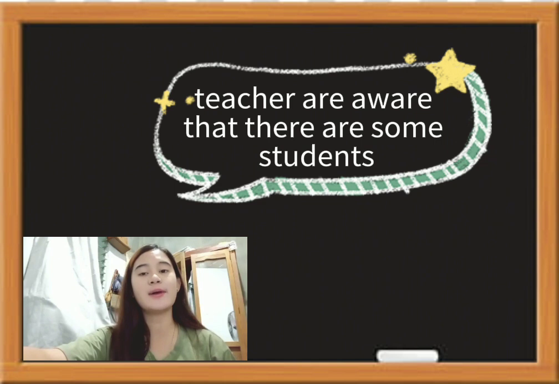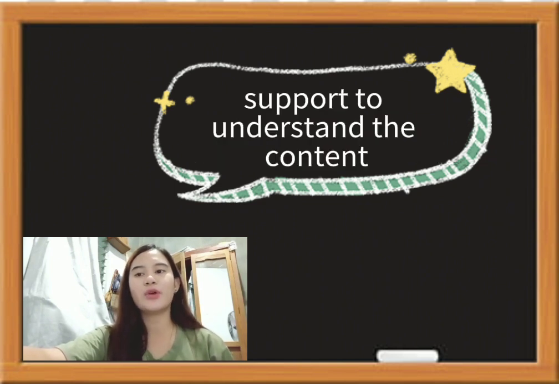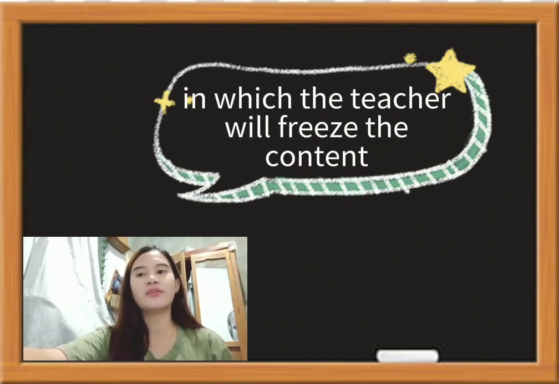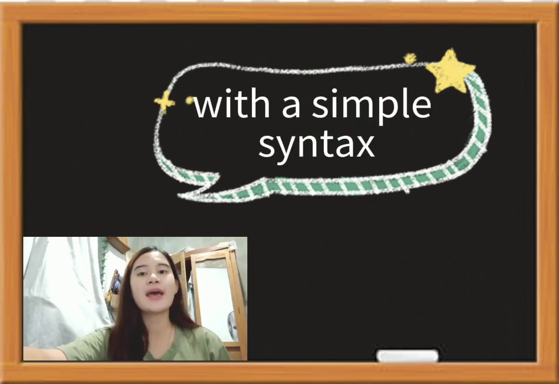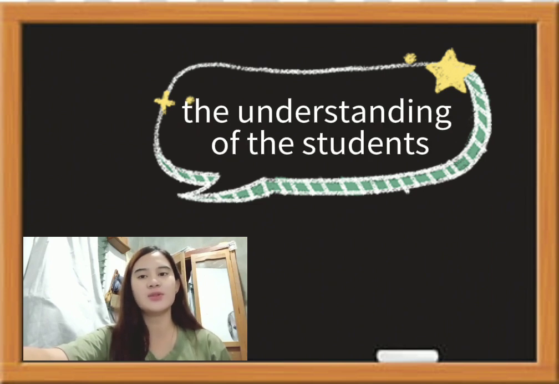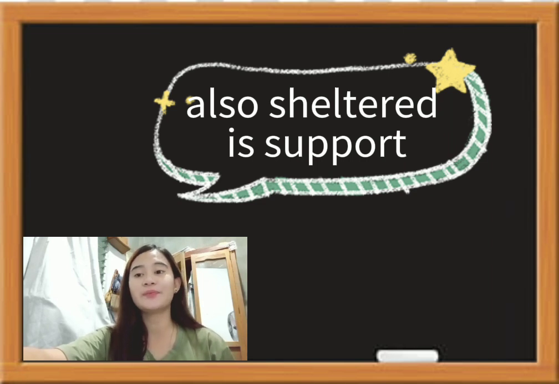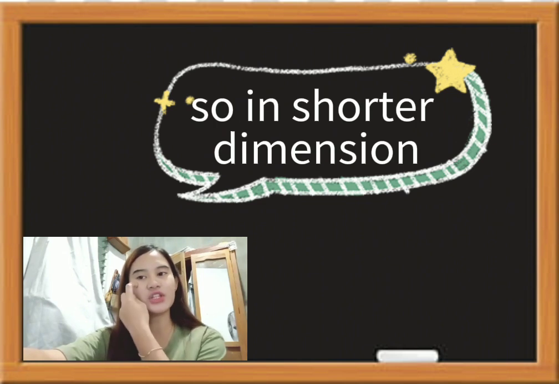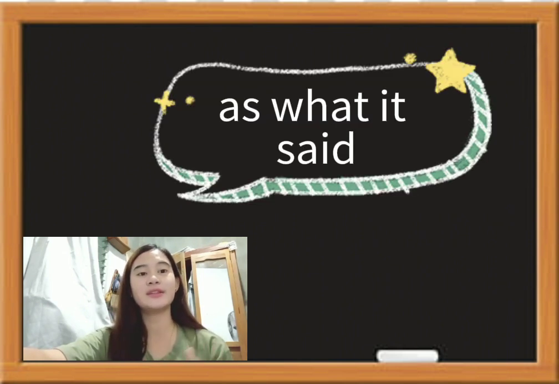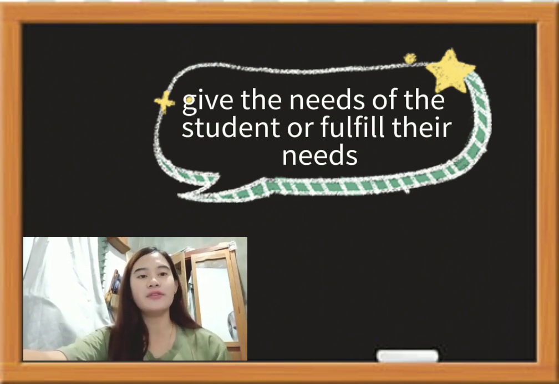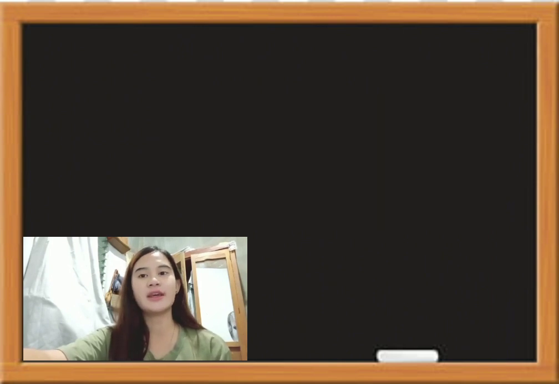Teachers are aware that there are some students that may need constant support to understand the content. The instruction will be sheltered, in which the teacher will rephrase the content with simple syntax, and the teacher will speak slowly, clearly, and frequently check the understanding of the students. Also, in sheltered immersion, as the name says, the support of the teacher is there to fulfill the students' needs in learning.